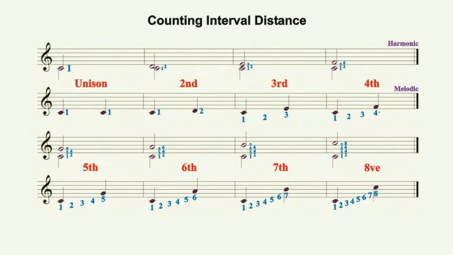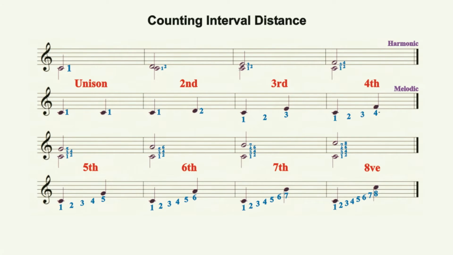The first diatonic interval is called a unison. A harmonic unison consists of two notes occupying the same line or space while both notes are played simultaneously. A melodic unison consists of two notes occupying the same line or space, but the two notes are played one after the other. We count the line or space upon which each note occurs as one.